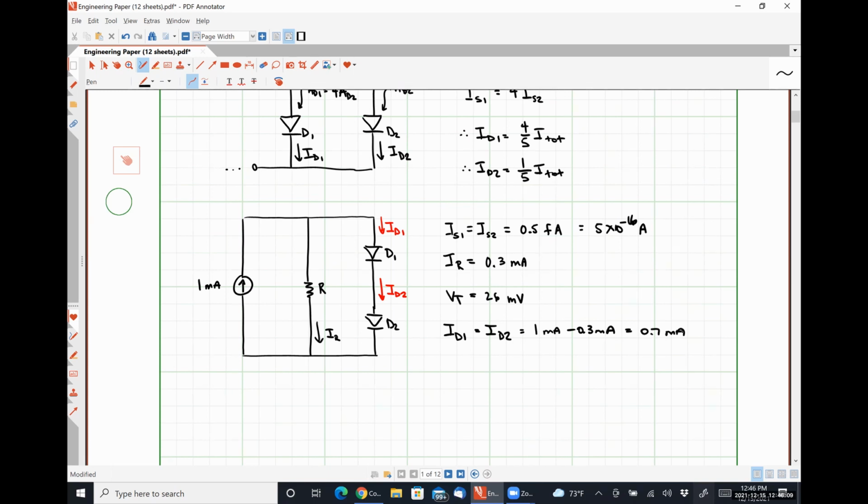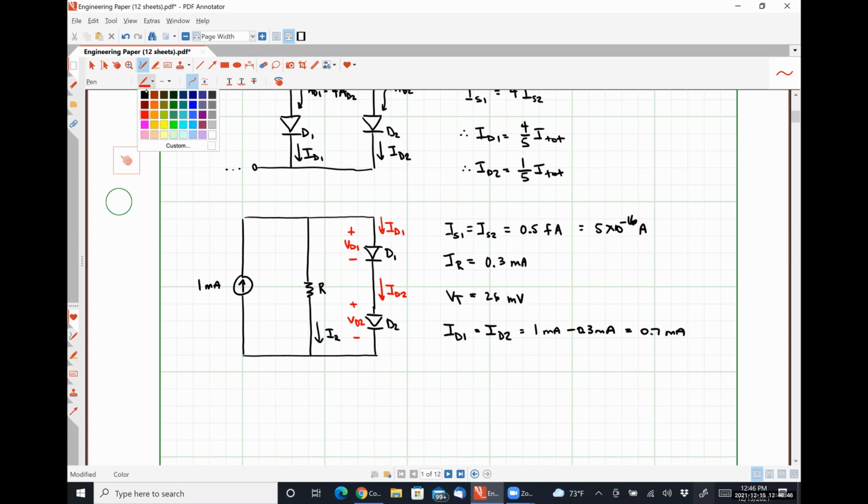Use the current to find the voltage. Okay, that's fair. So since our diode is carrying a non-zero current, there must be some voltage drop VD1 over diode 1 and some voltage drop VD2 over diode 2. And we should expect these voltages to be identical because both diodes have the same saturation current and they're both carrying the same amount of total current. So VD for both should be the same.